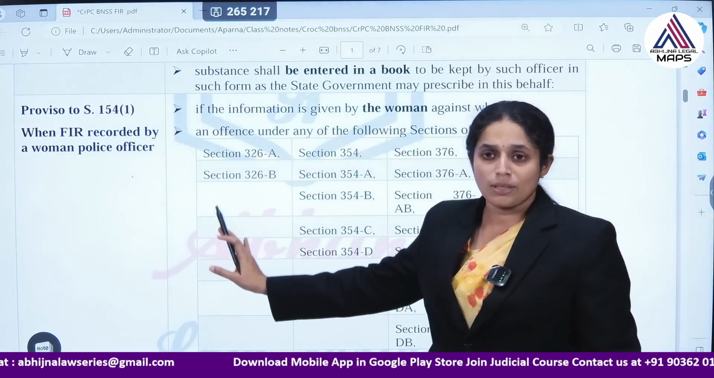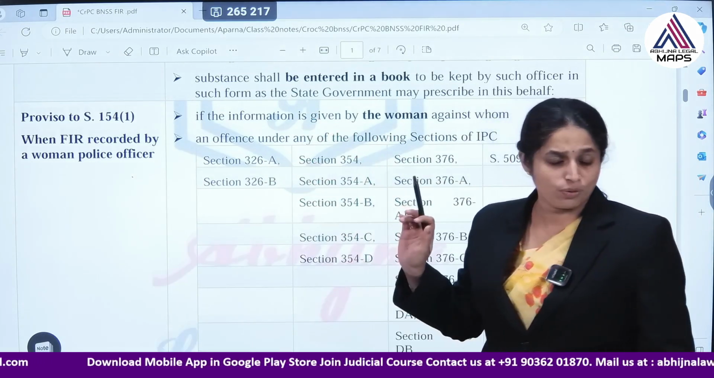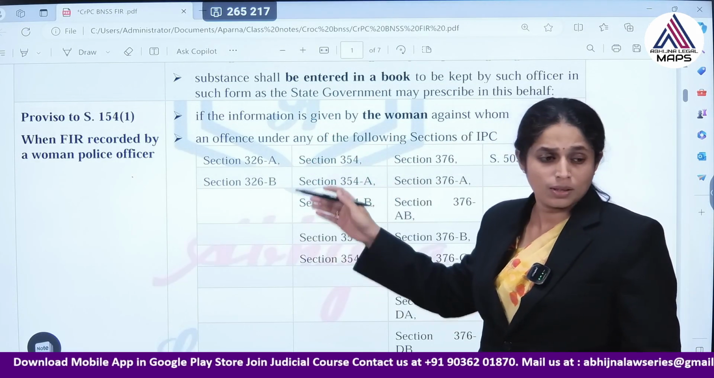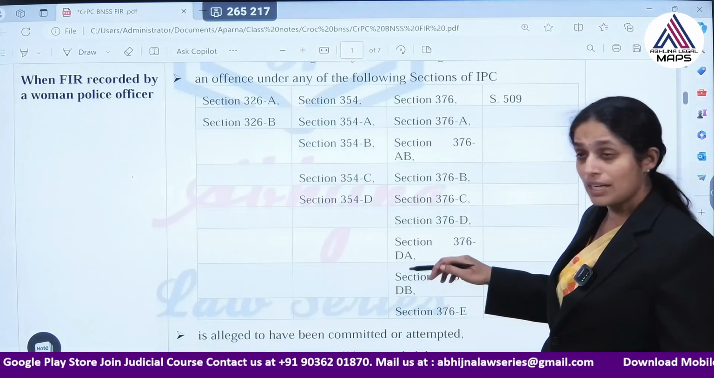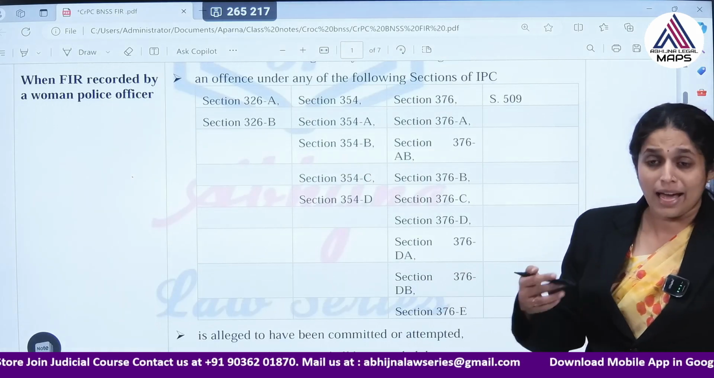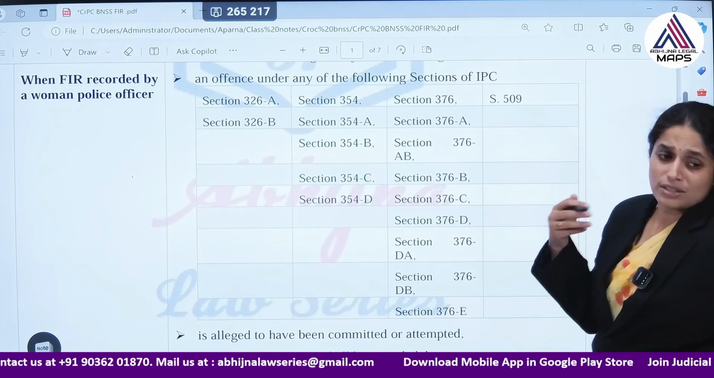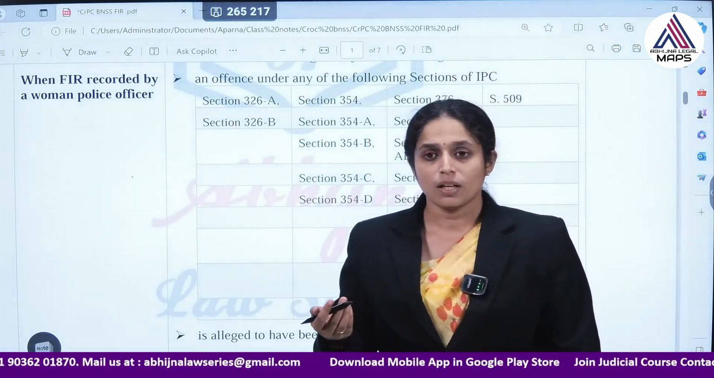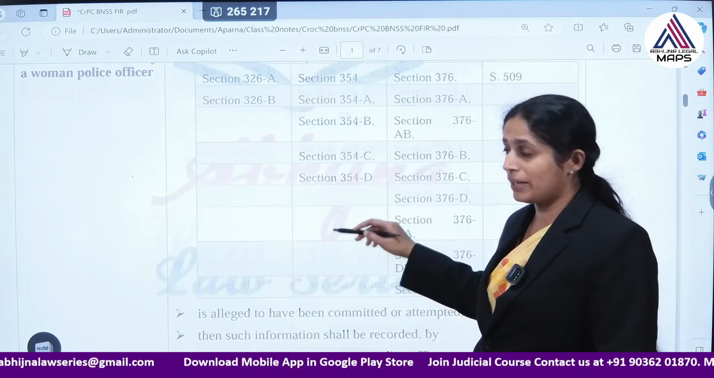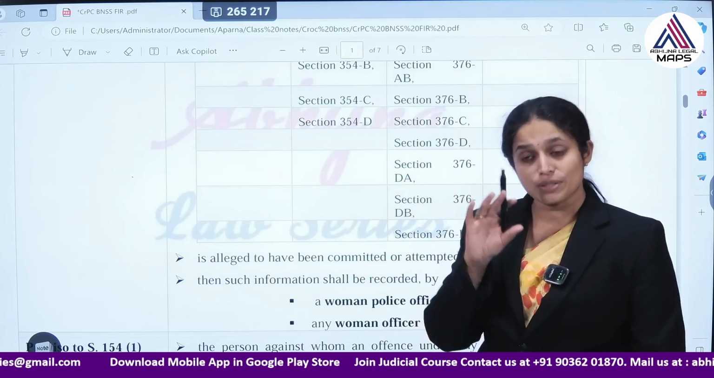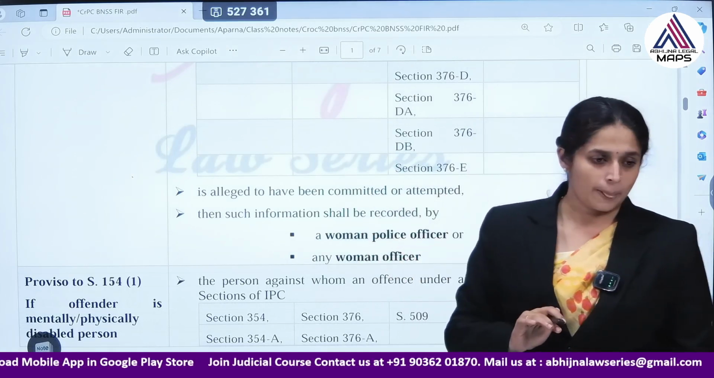This column is pertaining to acid attack, this column is pertaining to outraging the modesty of a woman, and stalking, voyeurism, sexual harassment, everything will come here. 376 and other related sections are rape, gang rape and other aggravated forms of rape, and 509 is pertaining to intentional insult to a woman. So, when these types of offences are committed, the information has to be recorded by a woman police officer, and if she is not available, any woman officer can record such information.